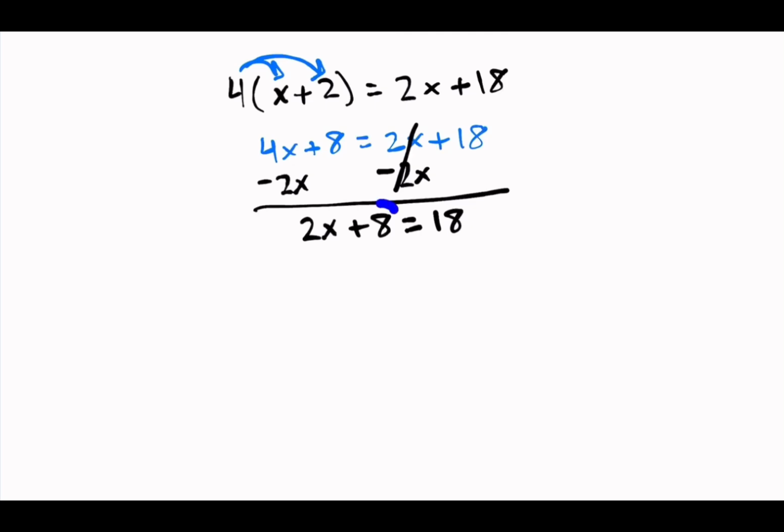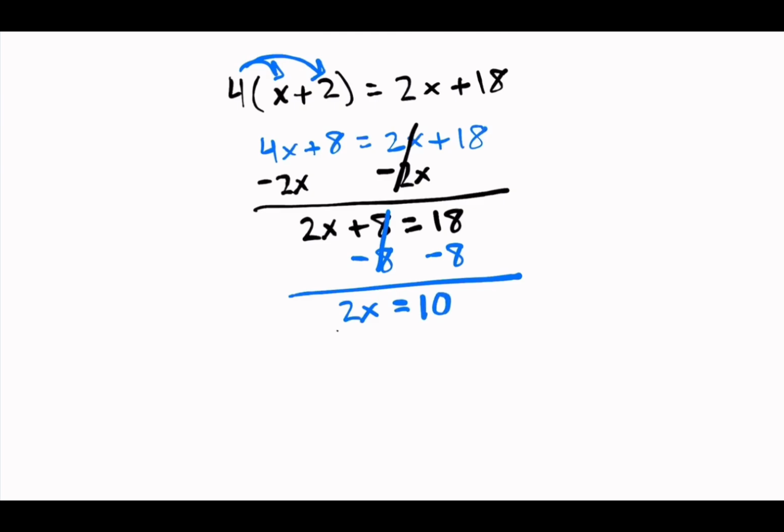Next I want to move my constant of 8 to the right side of my equation. So I'm going to subtract 8 from both sides. And then I have 2x, 8 minus 8 cancels out, equals 0. And then I have 18 minus 8 equals 10.